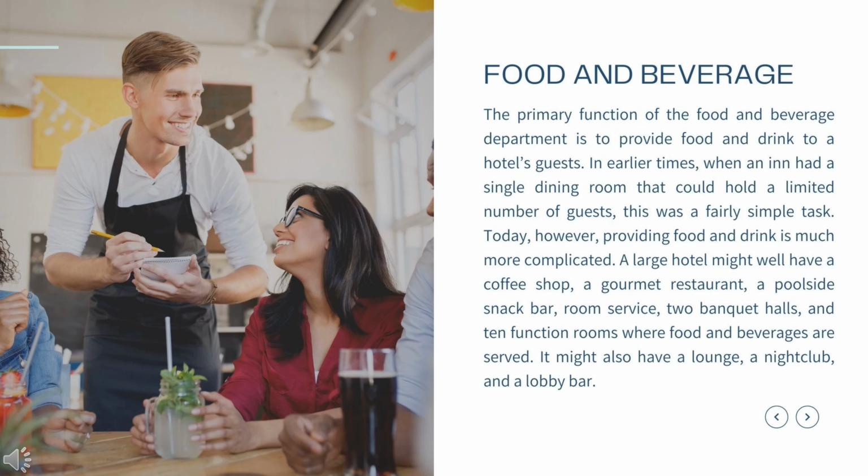Another department is the food and beverage department. The primary function of the food and beverage department is to provide food and drink to the hotel's guests. In earlier times, when an inn had a single dining room that could hold a limited number of guests, this was a fairly simple task. Today, however, providing food and drink is much more complicated. A large hotel might well have a coffee shop, a gourmet restaurant, a poolside snack bar, room service, two banquet halls, and 10 function rooms where food and beverage are served. It may also have a lounge, a nightclub, and a lobby bar.